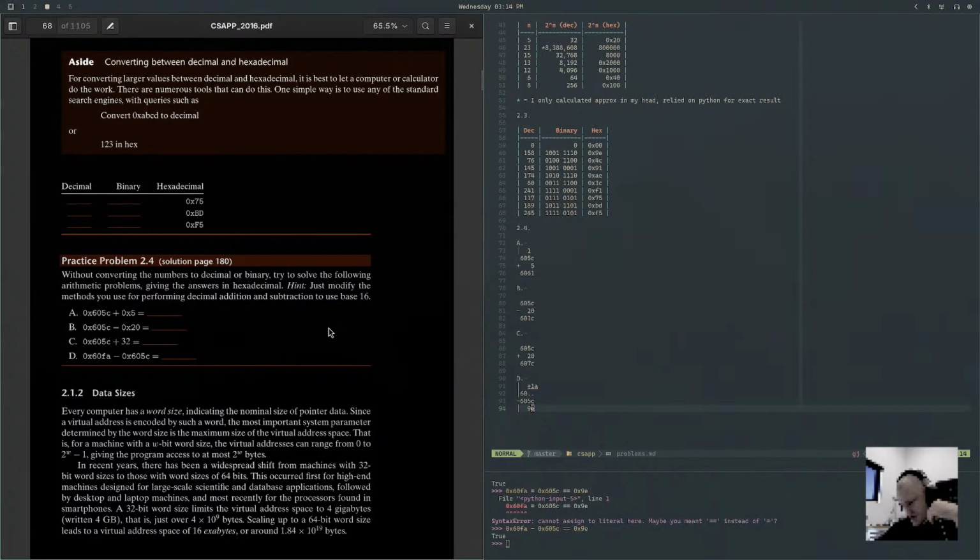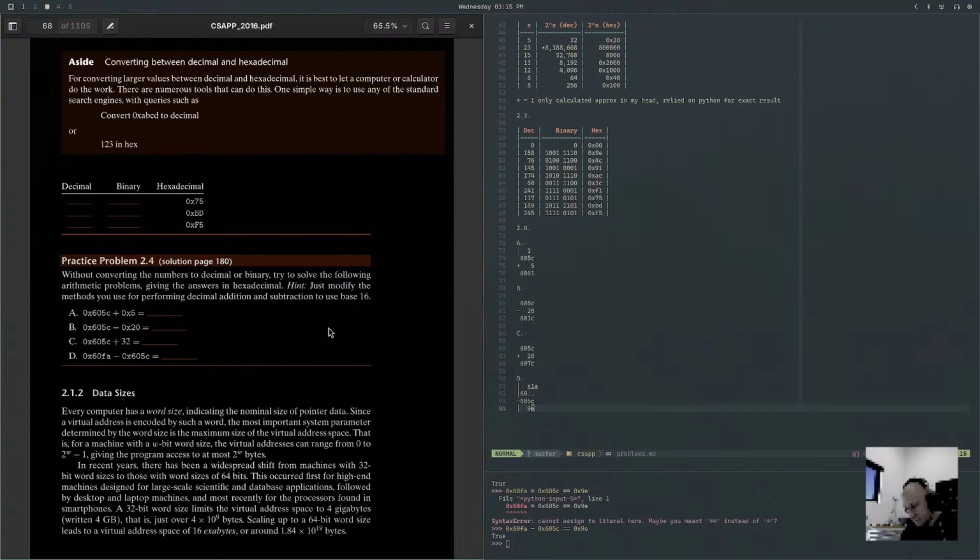Data sizes. Every computer has a word size indicating normal size of pointer data, since a virtual address is encoded by such a word. The most important system parameter determined by the word size is the maximum size of the virtual address space. That is, for a machine with a W-bit word size, the virtual address can range from 0 to 2 to the power of W minus 1, giving the program access to at most 2 to W bytes.